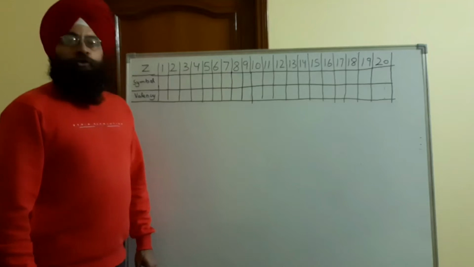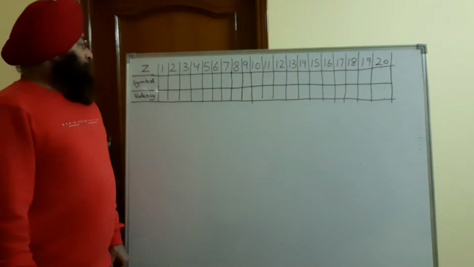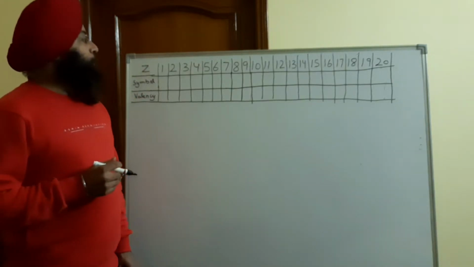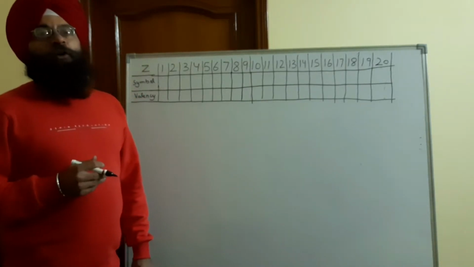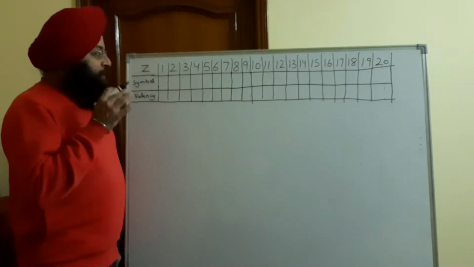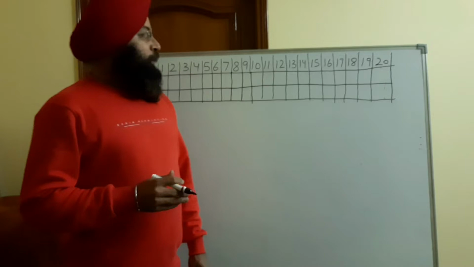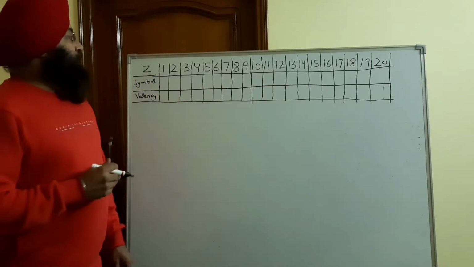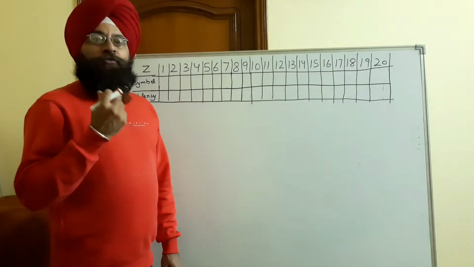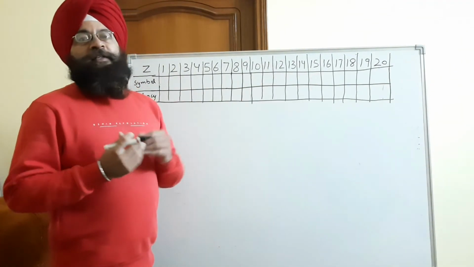Hello friends, my today's video will be a very basic lecture of chemistry in which we will see how to remember the valency of first 20 elements. So the very first thing that you need to learn for remembering the valency of first 20 elements is the names of first 20 elements in their sequence.